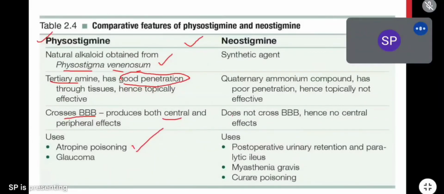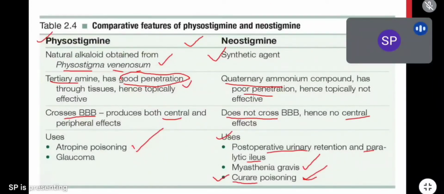Now what about neostigmine? It is a synthetic form, a quaternary ammonium compound, and has very poor penetration. It does not cross the blood brain barrier and has no central effects. Its uses: post operative urinary retention and paralytic ileus, which we discussed in yesterday's class. It can be used in myasthenia gravis and also in Curare poisoning, a type of atropine related drug poisoning. In Curare poisoning, acetylcholine actions are reduced, so we use neostigmine to increase the actions of acetylcholine. So this is the difference.